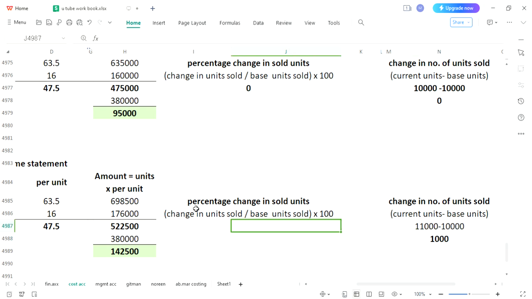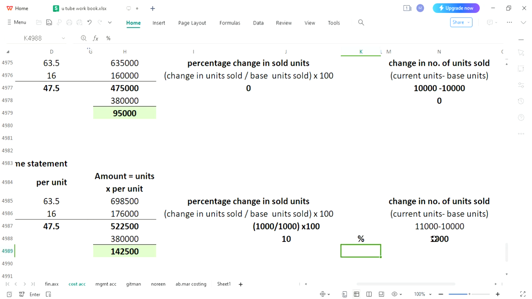Over here you can put this 1,000 in our formula. Change in number of units sold, we have calculated 1,000, and you need to divide it by the base unit 10,000, close your bracket, and then you will multiply it by 100. With this you can calculate the percentage, and now we can put it on our calculator, divided by 10,000, and then you will multiply it by 100. So we have got our answer, 10%. Again, this percentage is the percentage change in units sold.